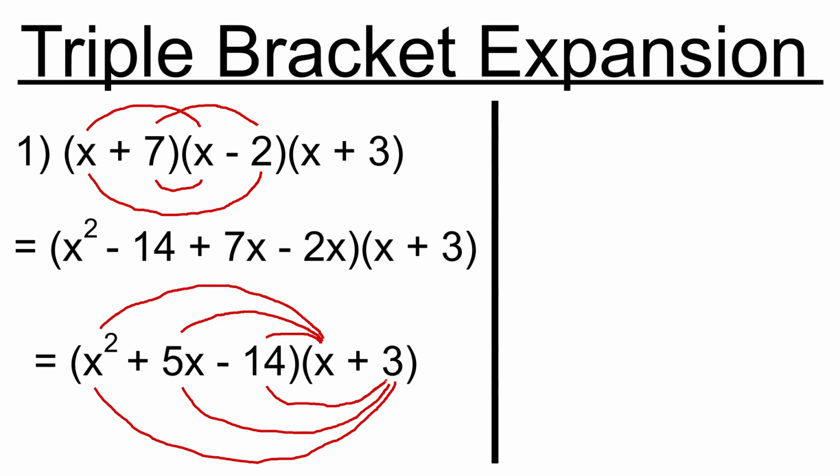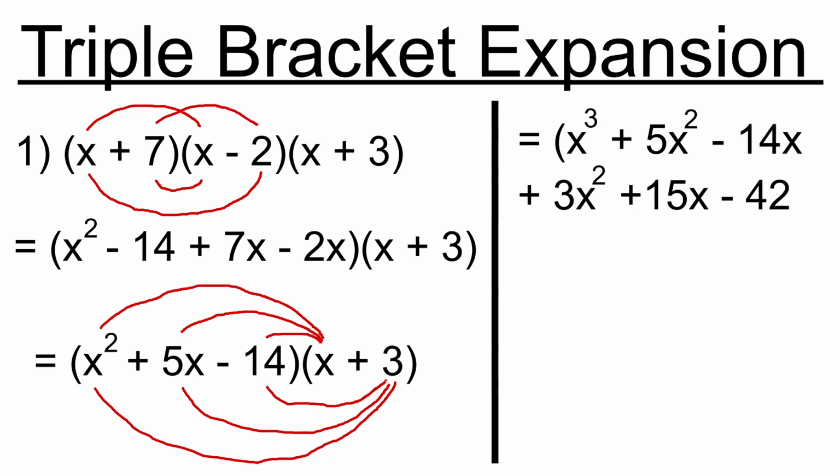So just times them out one at a time. I believe I started on the top for this one. So I did the x squared times the x, which is x cubed, 5x times x, which is 5x squared, and then the minus 14 times x, which is minus 14x. Next we do the 3 times x squared, which is 3x squared, the 5x times 3, which is 15x, and the 3 times minus 14, which is minus 42. So we've expanded, and from here it's always good to simplify.